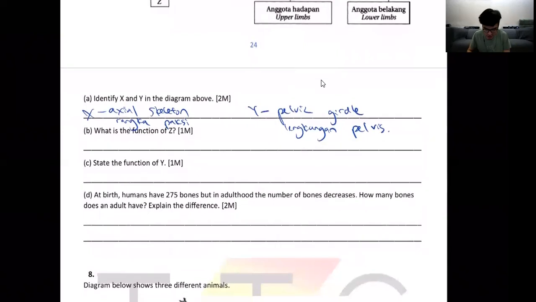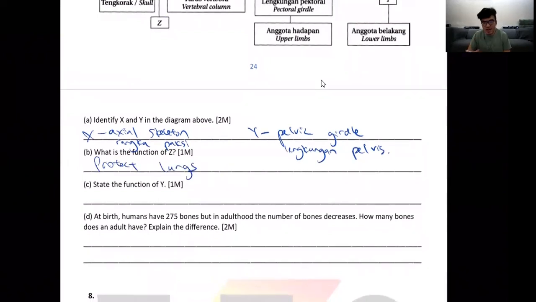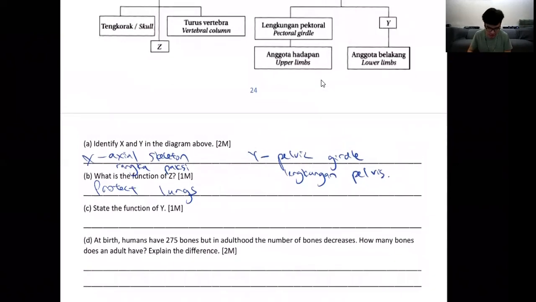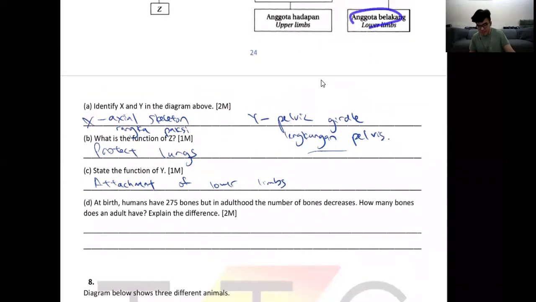Anyway, what's the function of Z? That's your rib cage. It is to protect your lungs, melindungi paru-paru. So when I punch, I don't just punch straight to your lung. And then what is the function of Y? What's the function of your pelvic girdle? It is for the attachment of lower limbs, untuk percantuman anggota belakang, so that your lower limbs can stick to it.